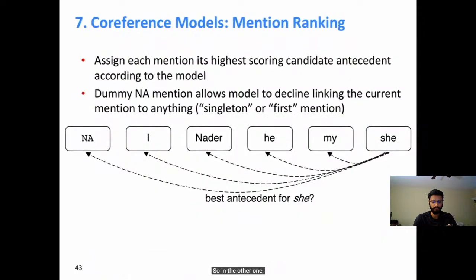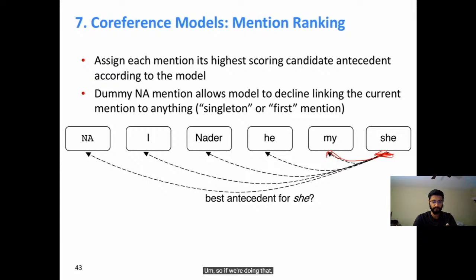In the other one, we do it the other way: what's called mention ranking. For mention ranking, the idea is that for each mention, we're going to try and find an antecedent that comes before it in the text that it is coreferent with, and we're going to make a one-of-n decision. So when we see she here, we're going to say, okay, what is this coreferent with? And we're going to pick one thing it's coreferent with, even though there might be others in the text.